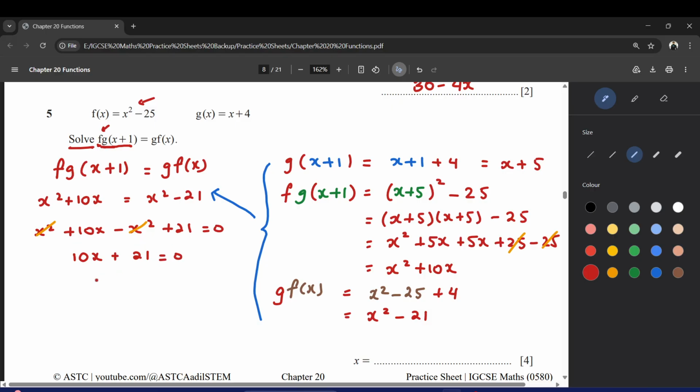So 21 has to go to the other side. So this becomes 10x equals minus 21. Divide both sides by 10. So you have minus 21 divided by 10. Therefore, the value of x is going to be minus 2.1.